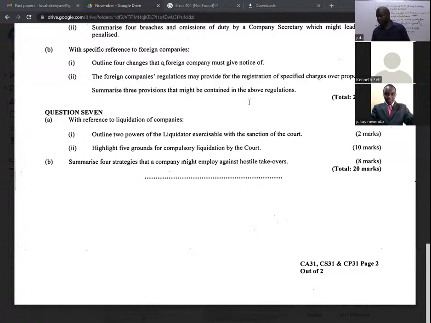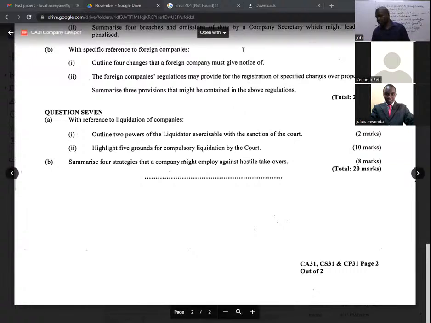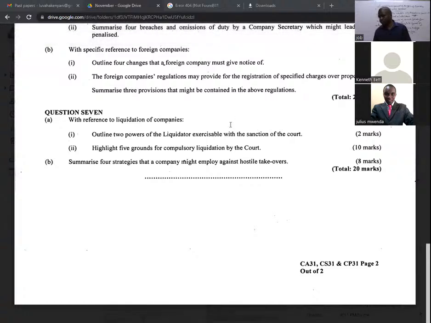So that is basically how a firm can avoid being taken up in a hostile way. So those are some of the strategies that can be deployed by a firm to avoid a hostile takeover. So it is from the topic of corporate restructuring.